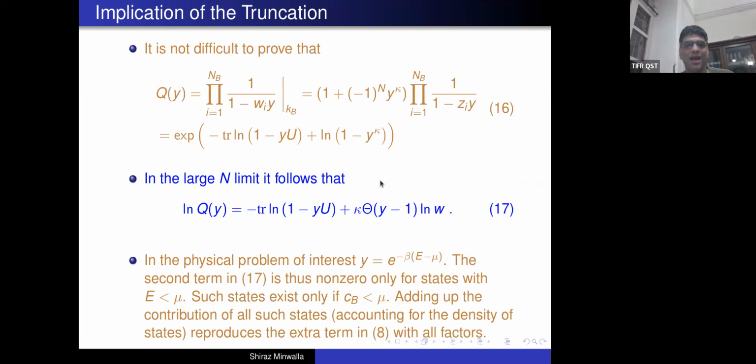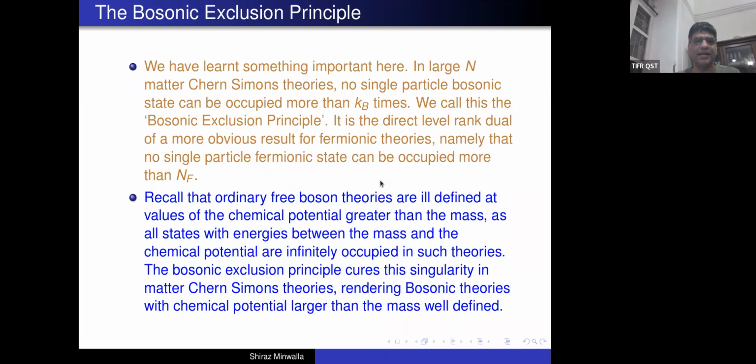So we've learned something important here. We've learned that the path integral expression is telling us that we're effectively doing this trace over an almost free Hilbert space, a free Hilbert space truncated to a set of Wess-Zumino-Witten singlets, and part of that truncation is the statement that no single particle state can be occupied by more than k bosons.